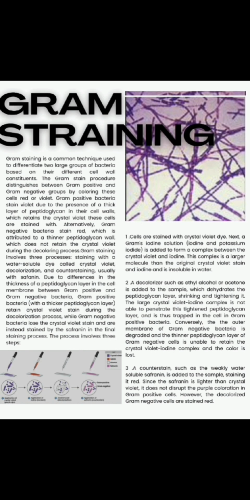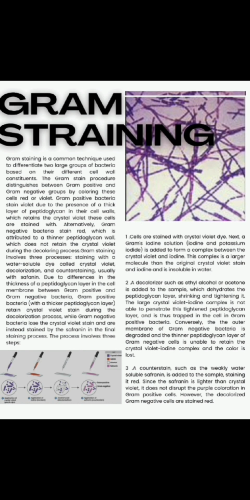Decolorization: a decolorizer such as ethyl alcohol or acetone is added to the sample, which dehydrates the peptidoglycan layer, shrinking and tightening it. The complex is unable to permeate this tightened peptidoglycan layer and is trapped in the cell in gram-positive bacteria. In gram-negative bacteria, the thinner peptidoglycan layer is unable to retain the crystal violet-iodine complex and the color is lost.